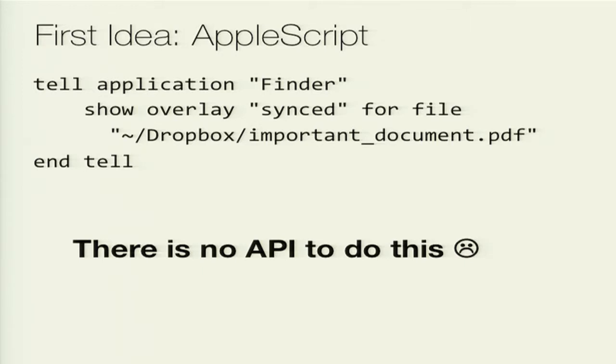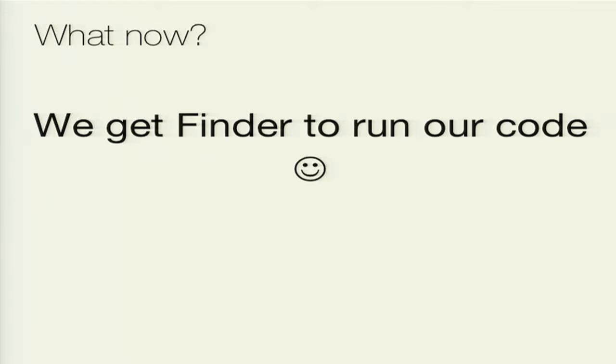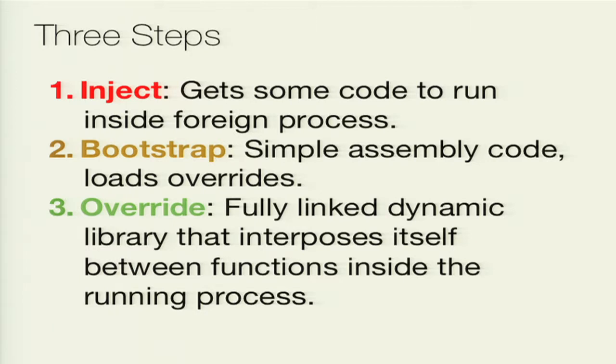So what do you do, right? What do you do instead? Well, you get Finder to run your code. That's basically what you do. And there are 3 steps to that. Number 1, you need to get some code to run inside the Finder process without killing it or anything. Second, you need to bootstrap this code into loading more complex code that you've written yourself. And third, you want to use that code to override the way Finder itself is behaving. And there are ways of doing that essentially safely. I'm going to go over all 3 of those steps today.